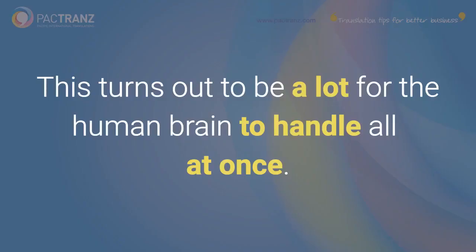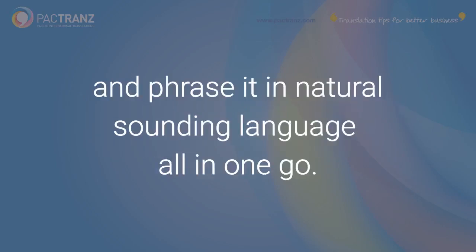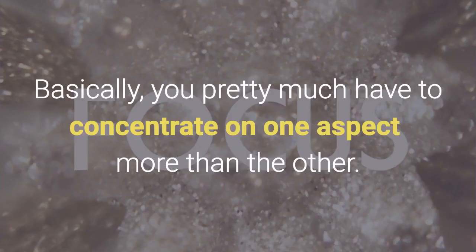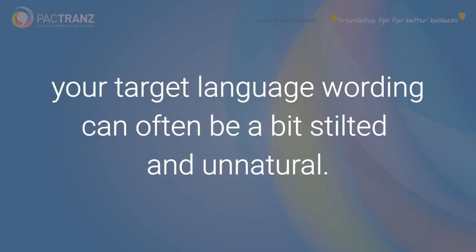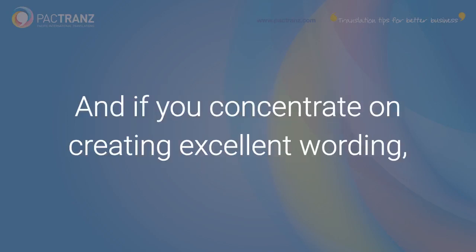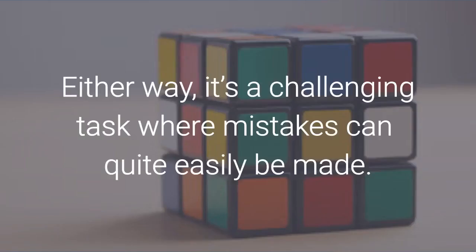Now, this turns out to be a lot for the human brain to handle all at once. It's difficult to both correctly convey all the meaning and phrase it in natural sounding language all in one go. Basically, you pretty much have to concentrate on one aspect more than the other. Now, if you concentrate more on correctly conveying all the meaning, your target language wording can often be a bit stilted and unnatural. And if you concentrate more on creating excellent wording, it's easy to miss a nuance or component of the message in your translation. Either way, it's a challenging task where mistakes can quite easily be made.